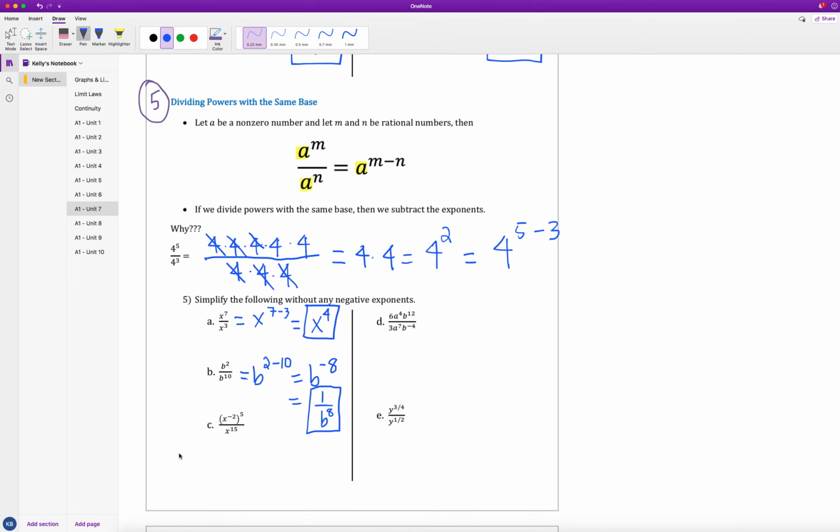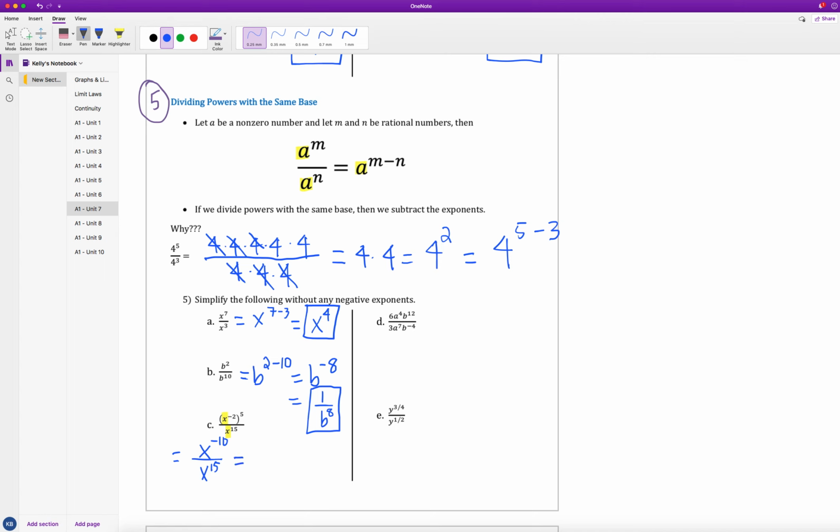Okay, let's look at example C. Example C has quite a few things going on here. So I have x to the negative 2 all to the 5th over x to the 15th. I'll notice that I do have the same base in the numerator and the denominator. But because the numerator has these parentheses, I first have to simplify the numerator and then I can deal with how to combine them together. So in the numerator, when I have a power to a power, remember we multiply them. So I'll get x to the negative 10th by multiplying the negative 2 and the 5, and then x to the 15th does not change in our denominator.